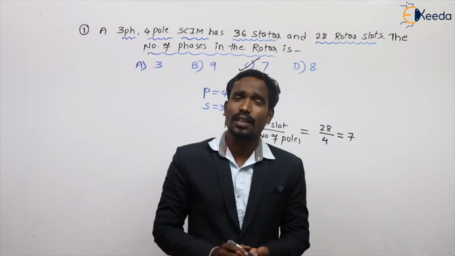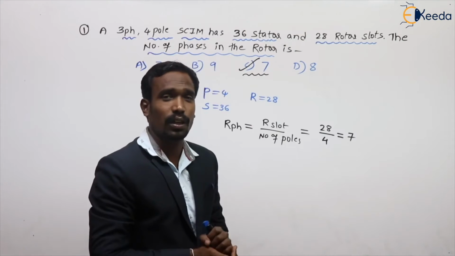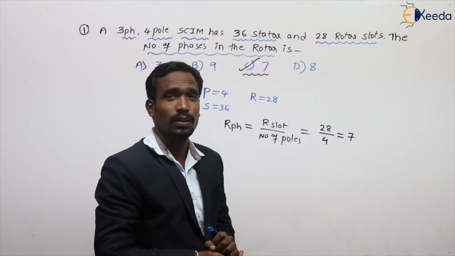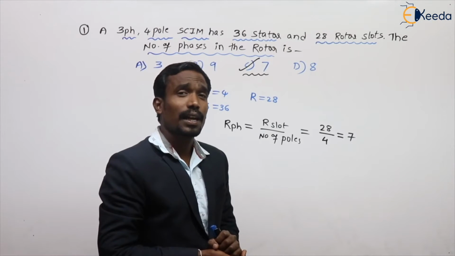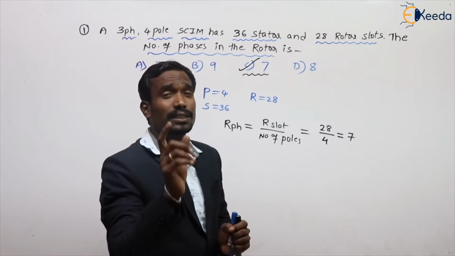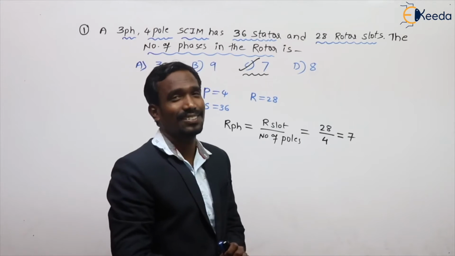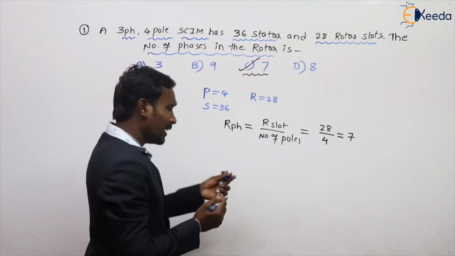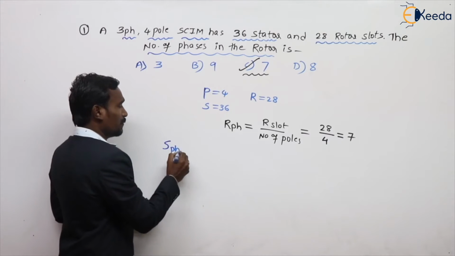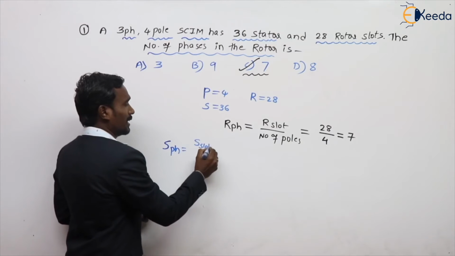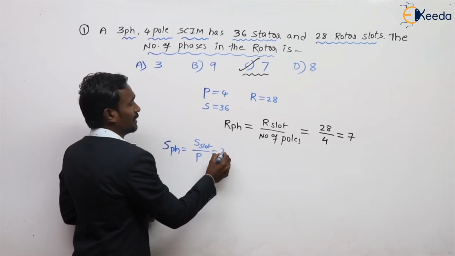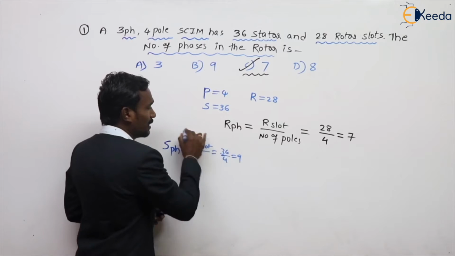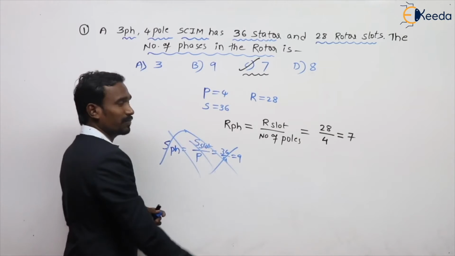This is generally the question on the number of phases in the rotor of a squirrel cage motor. But if they ask the number of phases in the stator, some people do it like this: number of phases in the stator is equal to stator slots divided by number of poles, that is 36 by 4, that is 9. This is a 100% wrong answer.